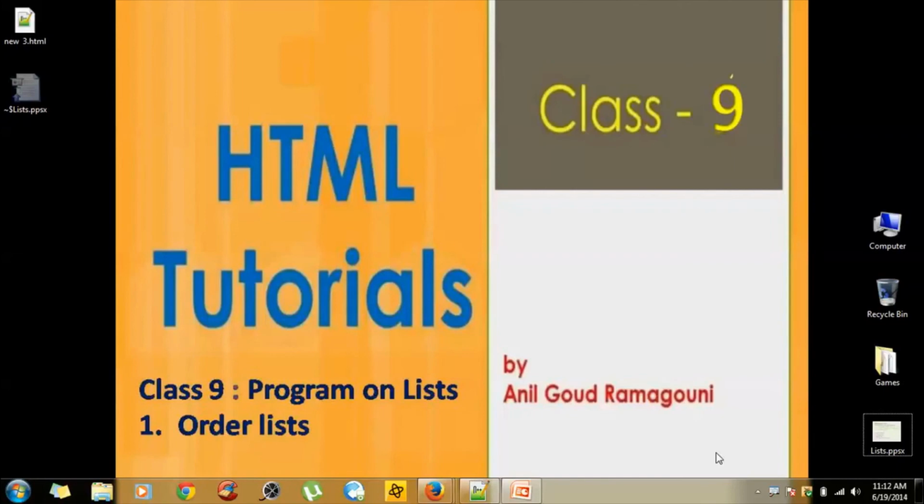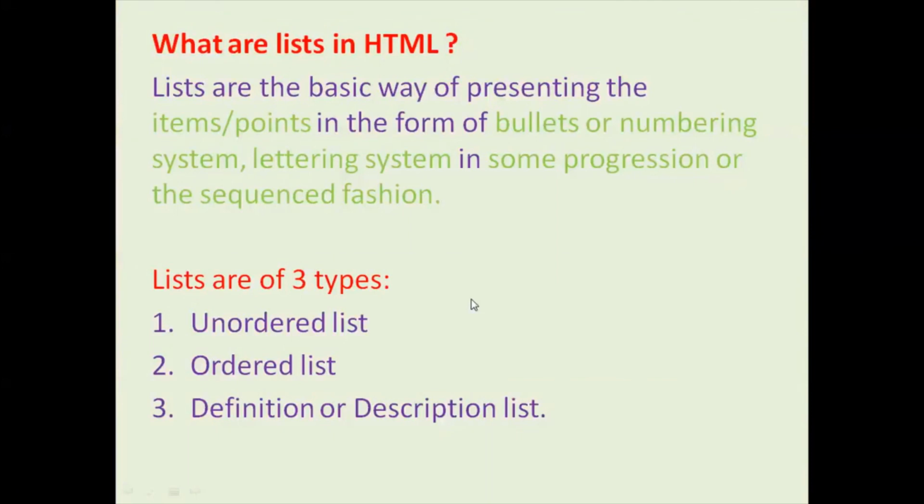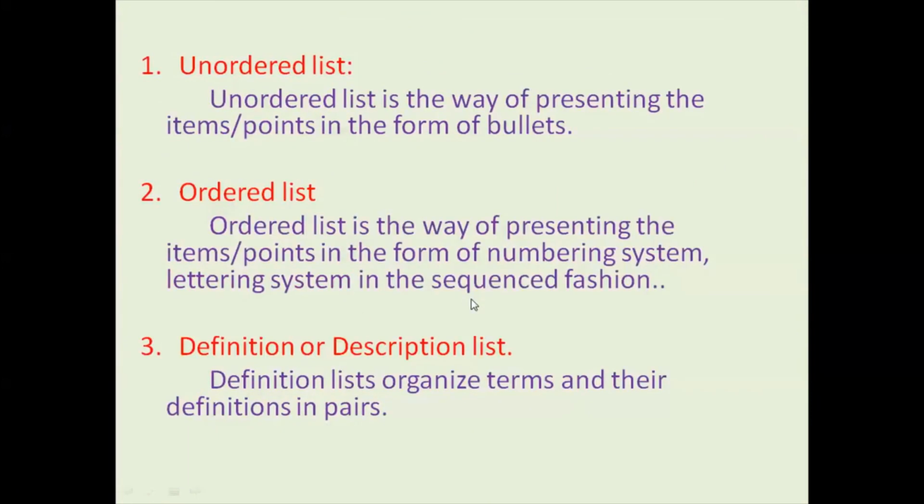Hi guys, welcome to HTML tutorials. This is Anil once again back in this tutorial. Today, as I promised in yesterday's class, we are going to talk about ordered lists, what actually an ordered list is. Lists are of three types: unordered, ordered and definition. Yesterday we completed unordered list, and today we are going to discuss ordered list.